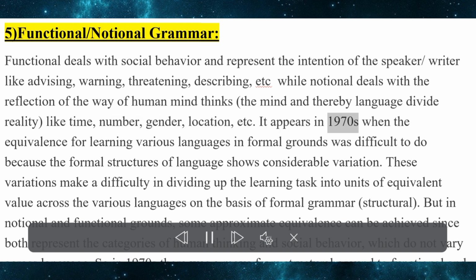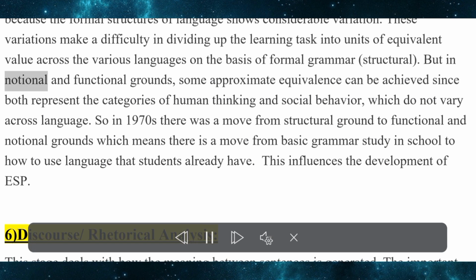It appeared in the 1970s when equivalence for learning various languages on formal grounds was difficult to achieve because the formal structures of languages show considerable variation. These variations make it difficult to divide up the learning task into units of equivalent value across the various languages on the basis of formal, structural grammar. But on notional and functional grounds, some approximate equivalence can be achieved since both represent the categories of human thinking and social behavior, which do not vary across languages.